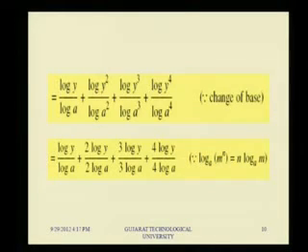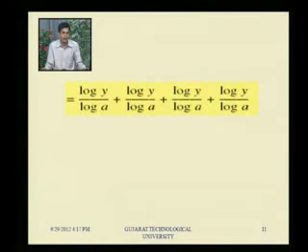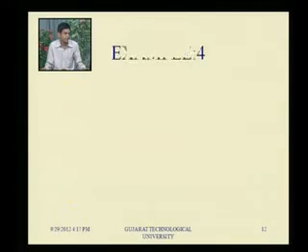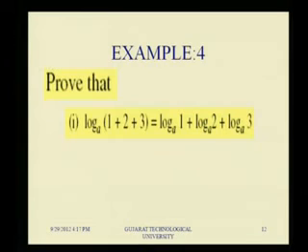So 2, 3 and 4 will be cancelled out, and then we have applied the change of base property. So we are getting 4 log base a of y. That is our answer. Let us see the next example. We want to prove that log base a of 1 plus 2 plus 3 equals log base a of 1 plus log base a of 2 plus log base a of 3. Let us see this example on the table.